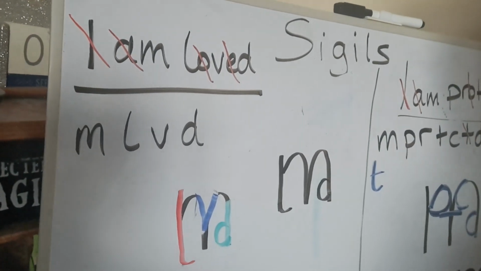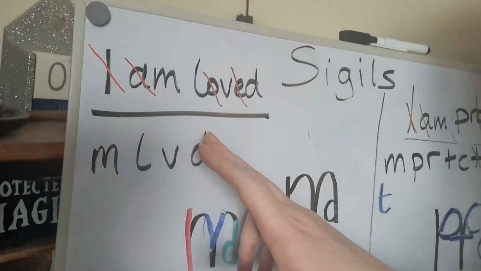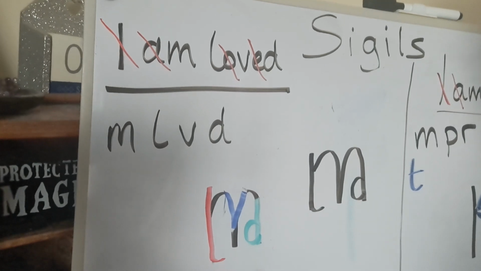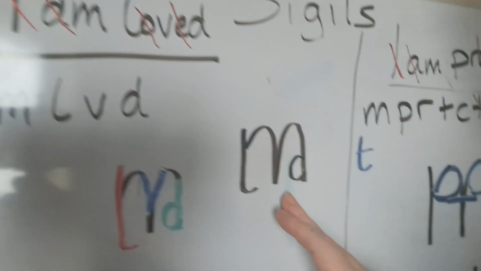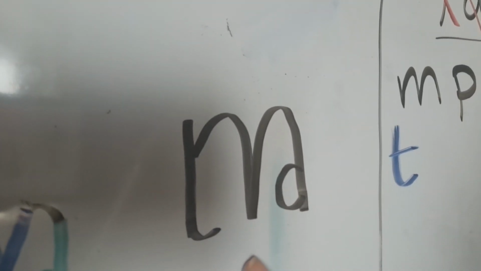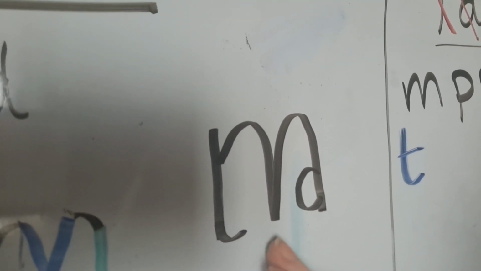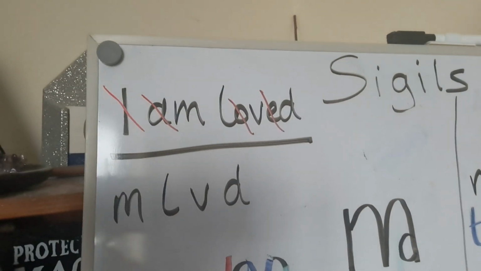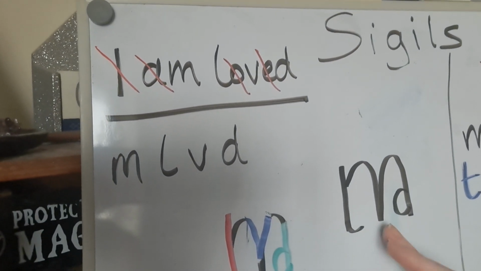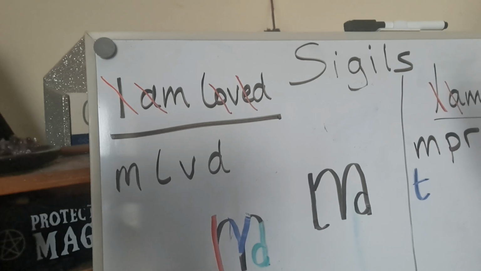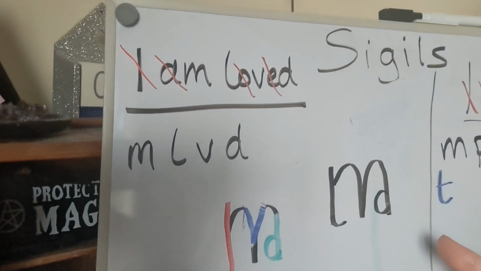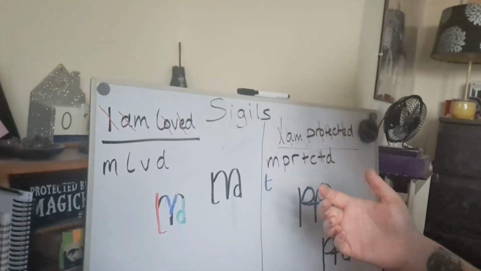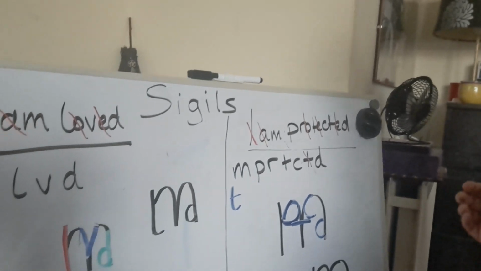We've got I am loved. Removed all the vowels, crossed them out in red. We're left with these, and then worked out where they were going, and ended up with this symbol. So this is the sigil for I am loved. This is the sigil we've ended up with. I say we, I've just crafted it. So this is how I draw it. If you would put the letters in a different way, that's up to you. You can absolutely do that.